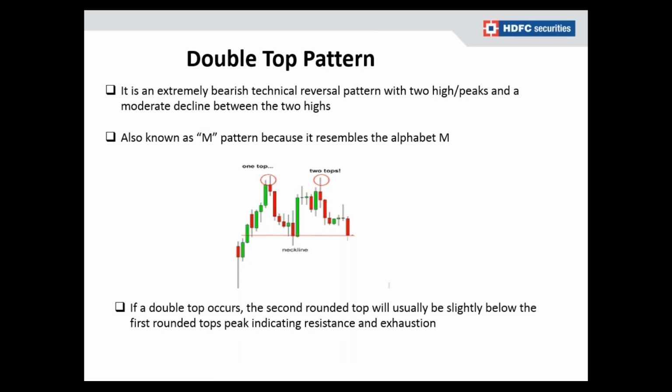So hence, this is an extremely bearish pattern. If a double top occurs, the second rounded top will usually be slightly below the first. You can see that the first top over here is a little higher than the second top, two tops, right? That indicates resistance, the stock has exhausted its high rally, and now it is ready for a correction. Correction gets confirmed only when it breaks the neckline.